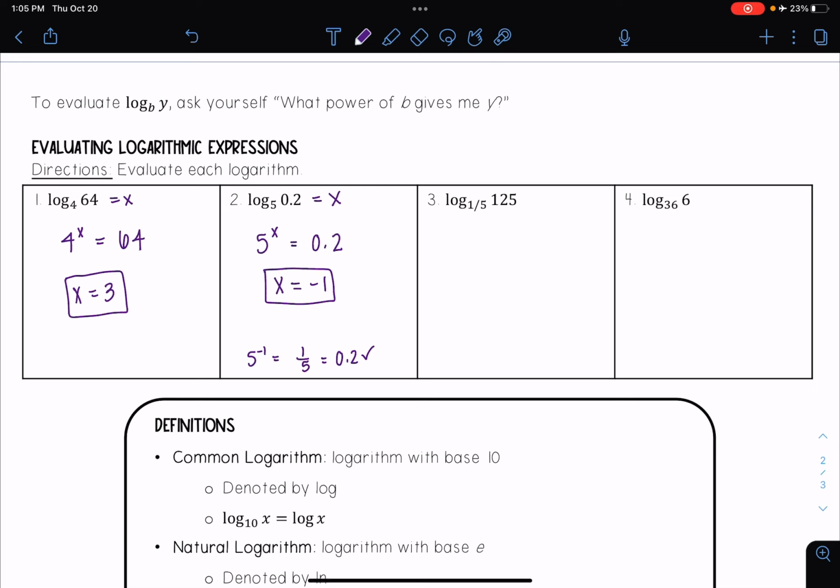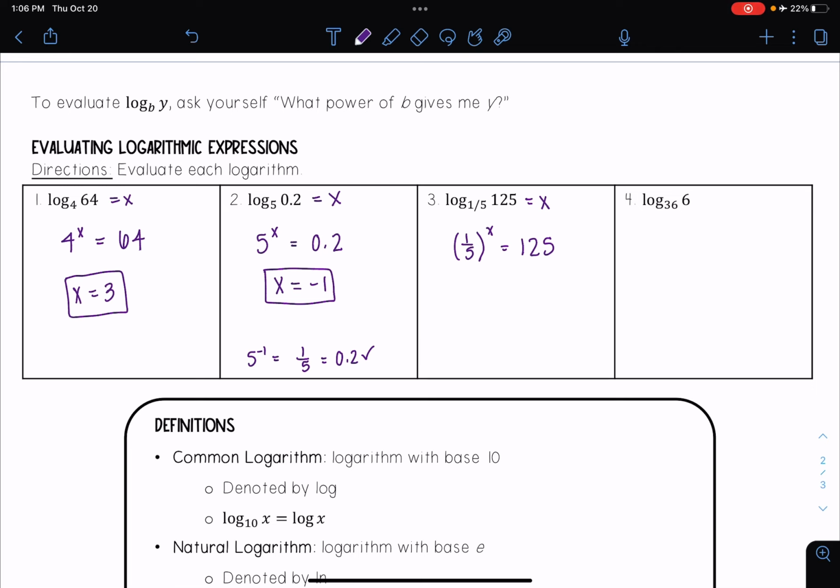Okay, here I have log base 1/5 of 125. I'm going to set that equal to x. So here my question is, what power of b, which is 1/5, gets me y, which is 125? Well, here I'm getting a bigger number, 125. If I square 1/5, I get 1/25, and so on. So I know this is also going to be a negative.